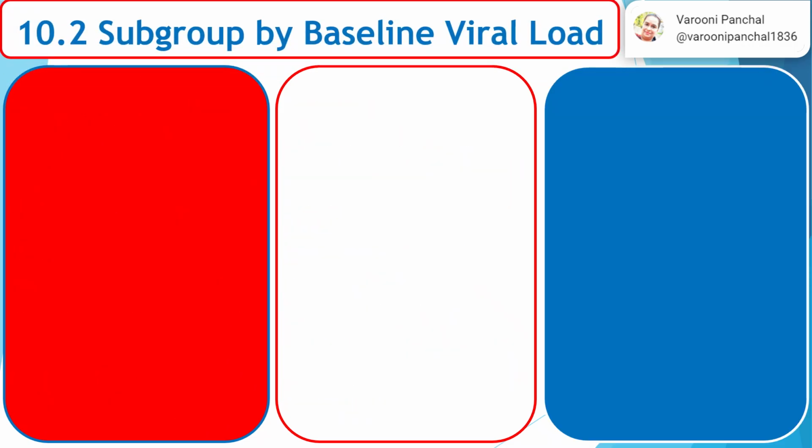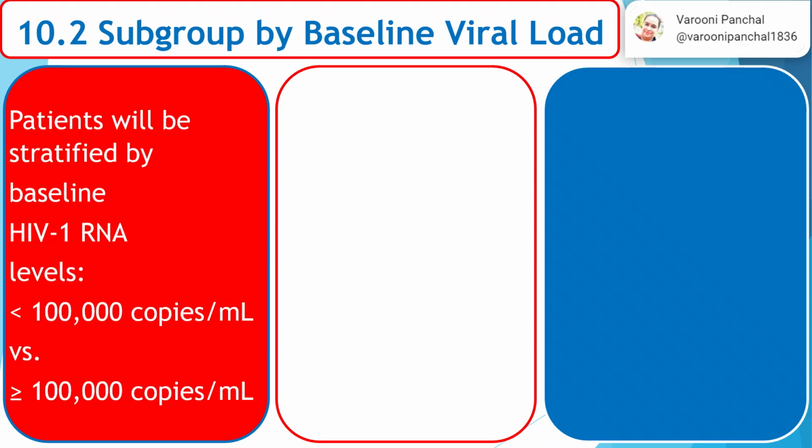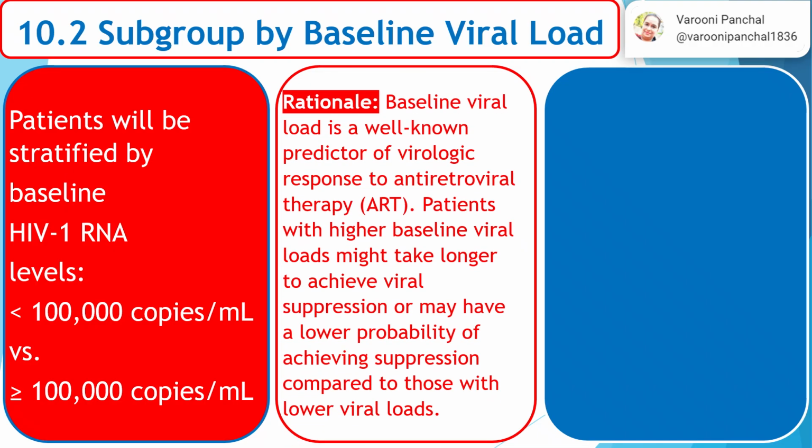Number 10.2. Subgroup by baseline viral load. Patients will be stratified by baseline HIV-1 RNA levels, less than 100,000 copies per milliliter versus greater than or equal to 100,000 copies per milliliter. Rationale: baseline viral load is a well-known predictor of virologic response to antiretroviral therapy, ART. Patients with higher baseline viral loads might take longer to achieve viral suppression or may have a lower probability of achieving suppression compared to those with lower viral loads.